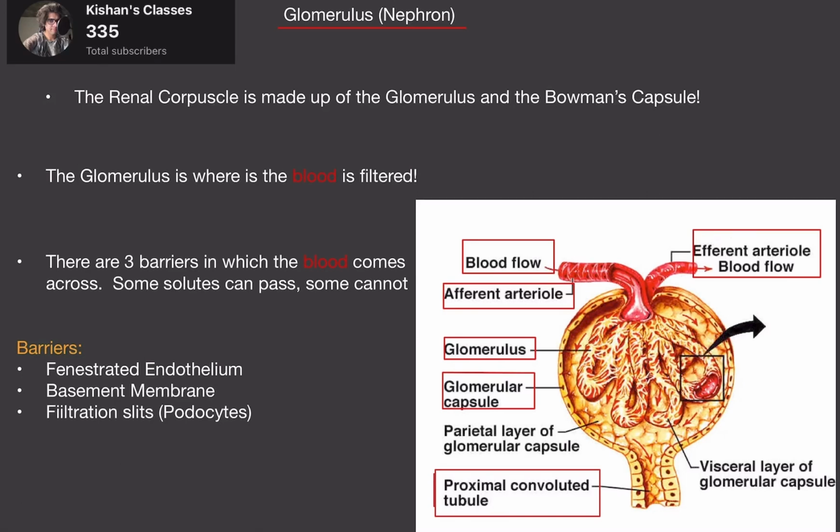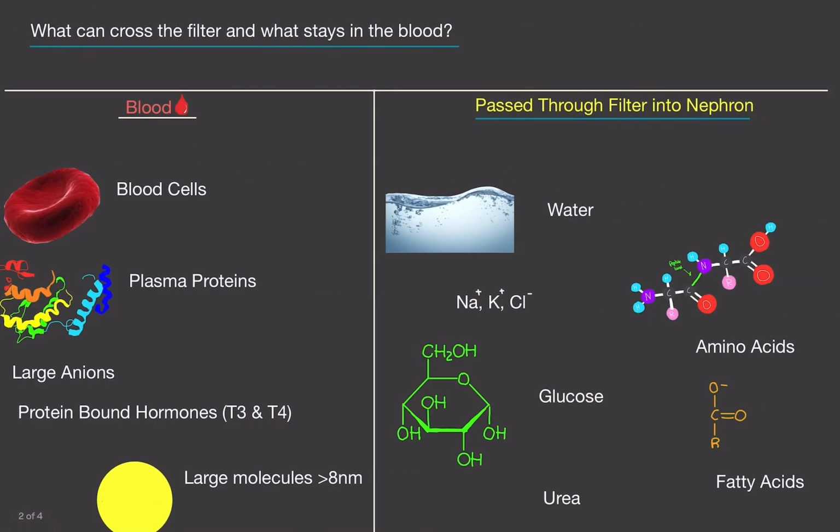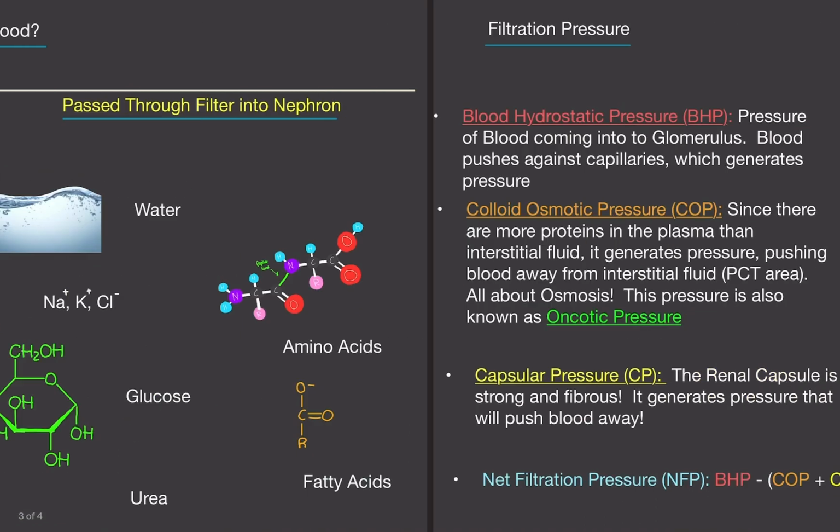Alright, welcome back. In this video, we're going to go over the glomerulus, which is part of the nephron. So a little overview of what we're going to do in this video. First, I want to tell you about the anatomy of the glomerulus and all the barriers that it comes with. Then I'm going to tell you about what can cross the filter and what stays in the blood.